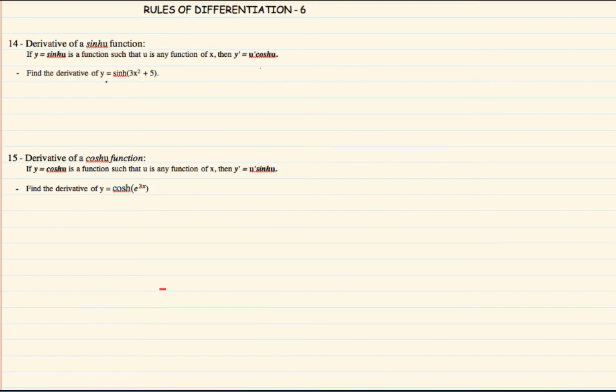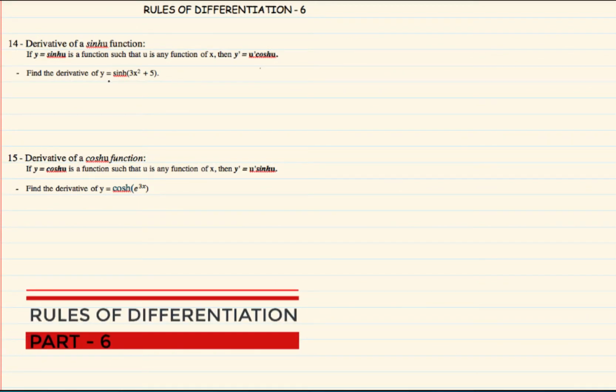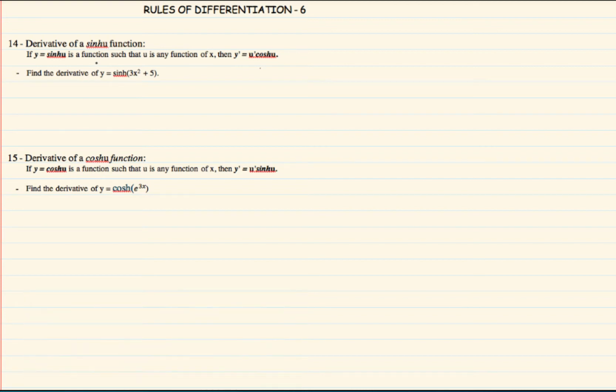Welcome. We continue our study of the rules of differentiation for hyperbolic functions, sine hyperbolic and cos hyperbolic. What we do is basically the same as what we did for sine and cosine, but now we don't need to respect that minus sign that was given in the previous case. So for the sine hyperbolic function, we differentiate the argument of that function and then multiply by the inverse of the sine hyperbolic, which is cos hyperbolic.